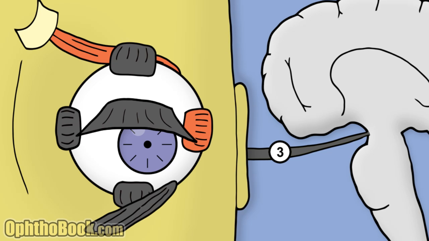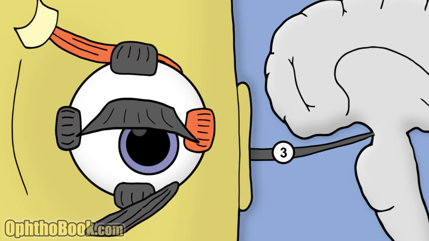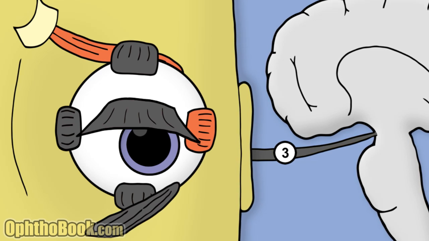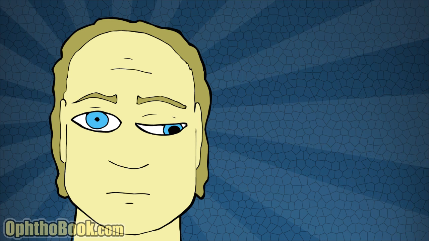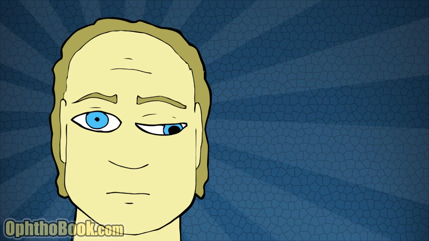In addition, you may have a blown pupil if you lose the parasympathetics as well. So a down and out eye. So these patients fit a pattern. You don't have to memorize the details. You look for the pattern, and the pattern is a third nerve palsy is down and out with a droopy eyelid and potentially a blown pupil.